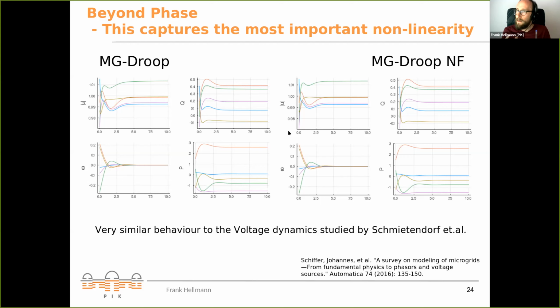We're really close to the behavior. This is, in some sense, by design, as we've expanded around the limit cycle. There are trajectories that run into the limit cycle. And that's it. And I'm not showing the Schmiedendorf et al. type of voltage dynamics here because the graphs look basically the same as this here.